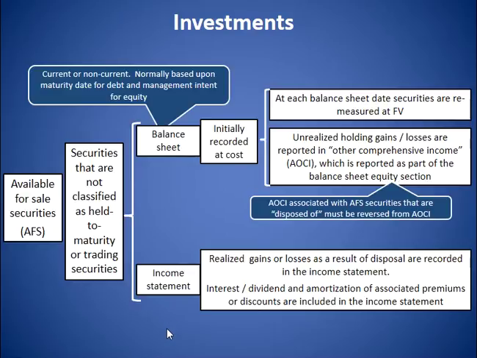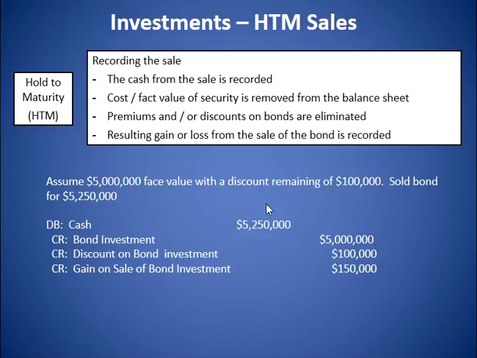Now we're going to take a look at some examples of reporting on the different types of securities we just talked about: available for sale, trading securities, and held to maturity. We're going to see how some of that works and see some journal entries. Take a look at this held to maturity security. In this case, we're assuming the security had been purchased. It's $5 million face value. It has a discount remaining of $100,000. So we purchased this bond at a discount, and now we're selling it.